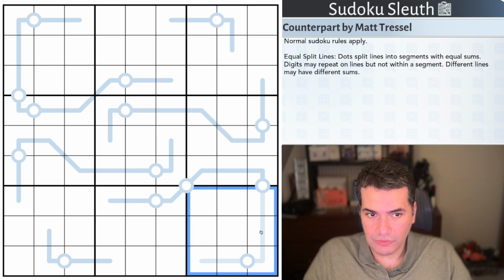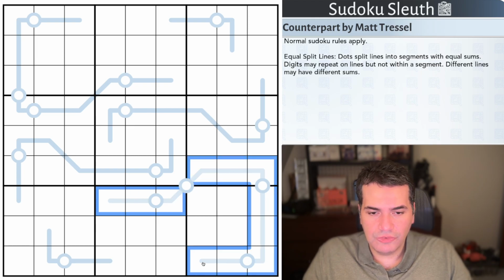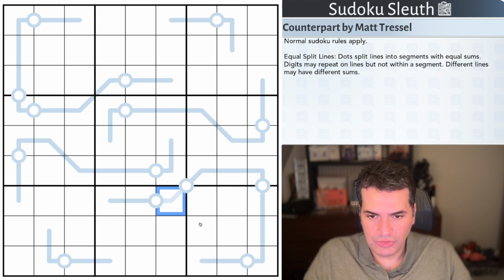Equal split lines. Dots split lines into segments with equal sums. Digits may repeat on the lines, but not within a segment, and different lines may have different sums. So let's take this line as an example. This line is essentially split into segment 1, segment 2, segment 3, 4, and 5. And each of the segments have to have the same sum.